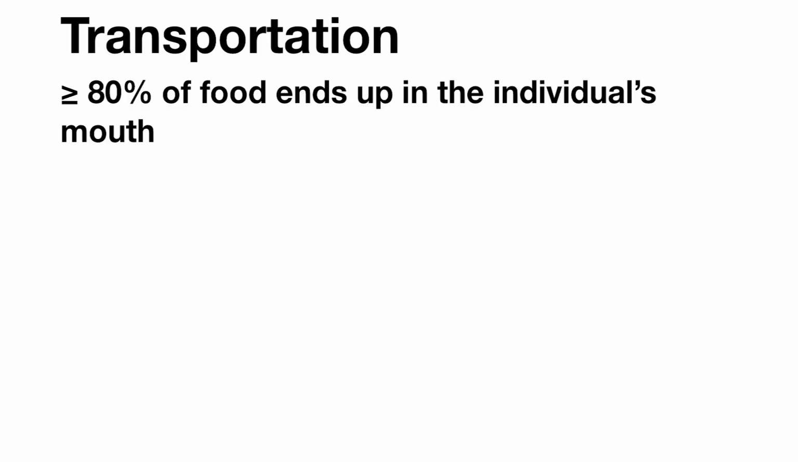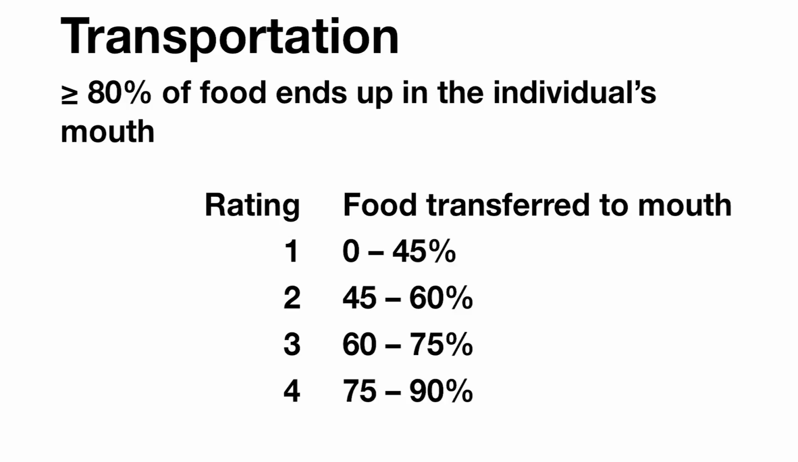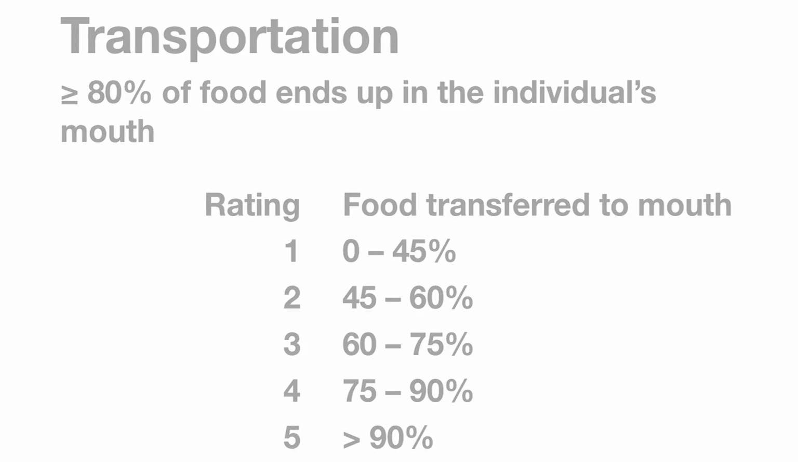For transportation, we set the design criteria that greater than or equal to 80% of the food is transported from the plate to the mouth. For rating 1, we set that 0 to 45% of the food is transported. Now, if you look between ratings 2 and 5, we're going to increment up by 15% for each. 45 to 60, 60 to 75, 75 to 90, and then for rating 5, greater than 90%.